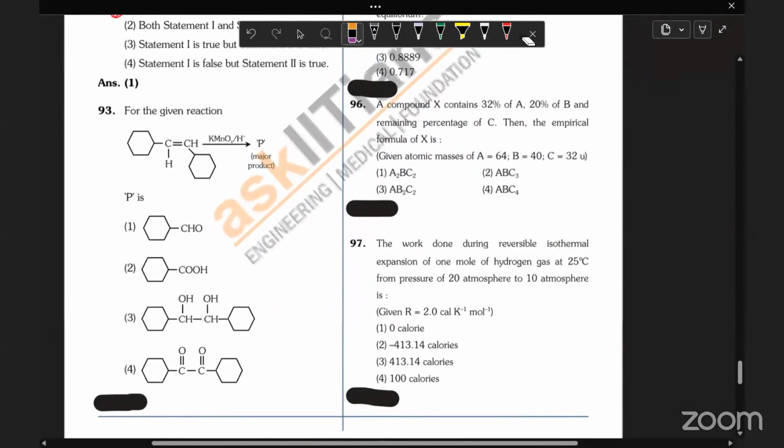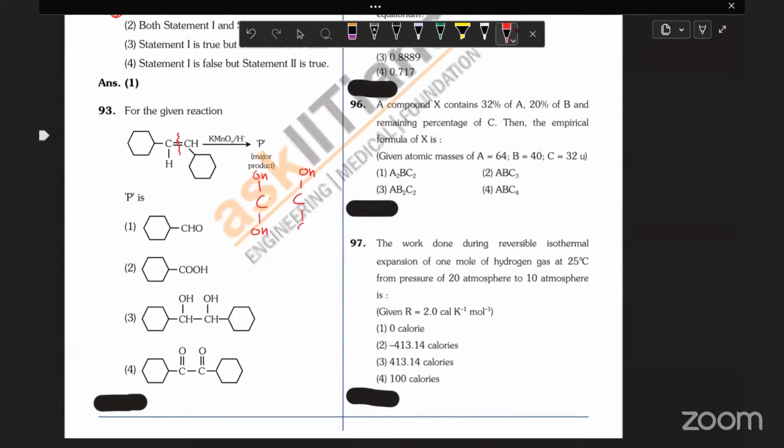93, moving on to this question. So I can see a double bond over here, KMnO4 in acidic media. Oxidative cleavage will take place. And what will happen? If I just tell you, this pi bond will break from here, right? One pi bond will break, it will be OH here. Another pi bond will break, it will be another OH here. And there will be one more OH.